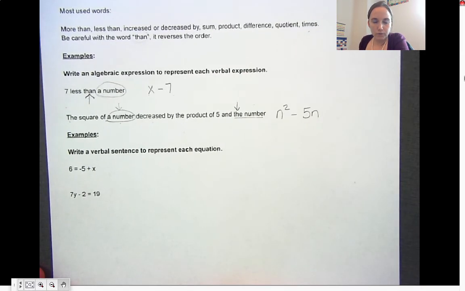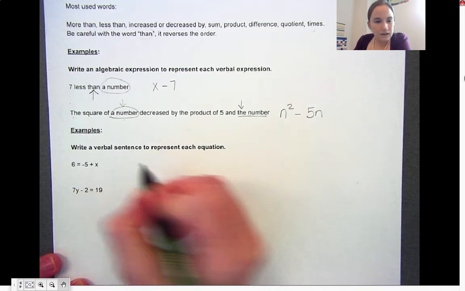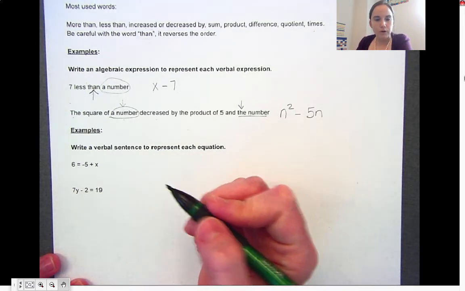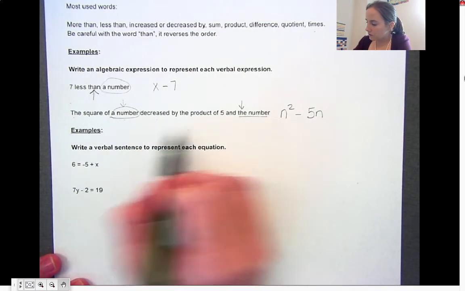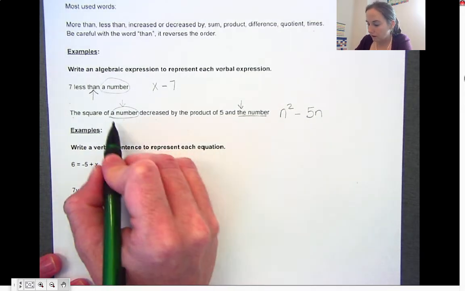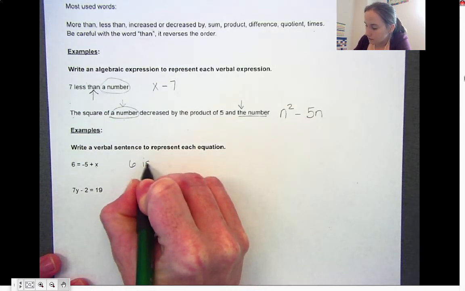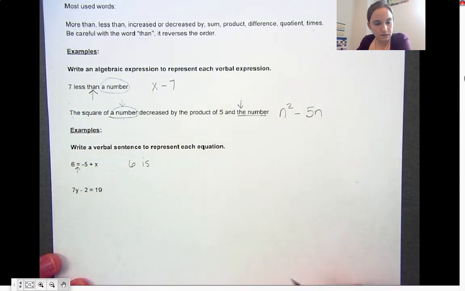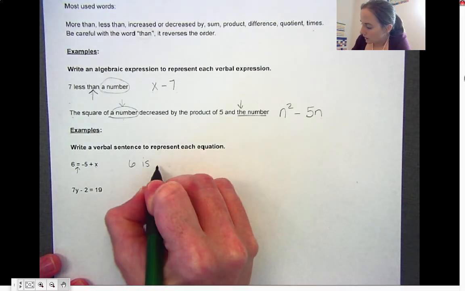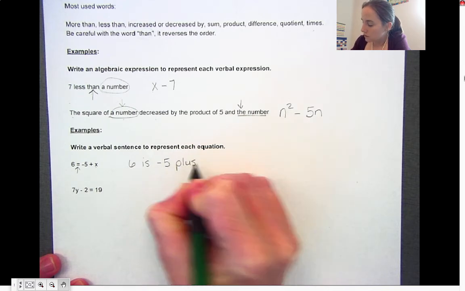All right, write a verbal sentence to represent each. Now I want you to take this and write it in words. You can write the numbers as a number, but like they did here, they said 5, okay? And anytime you get to a variable, you can write a number, okay? So we'll say 6 is, because this equal sign means it is equal to, 6 is negative 5 plus a number.